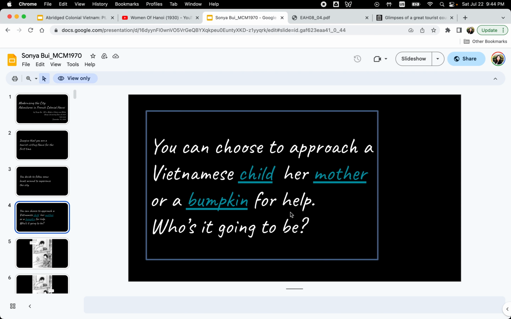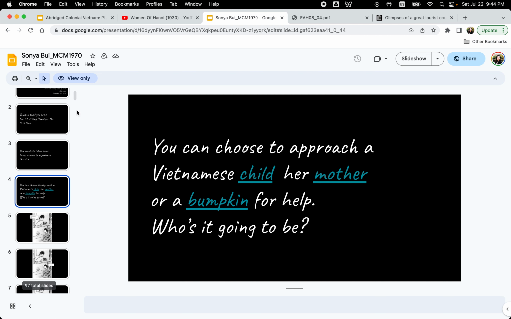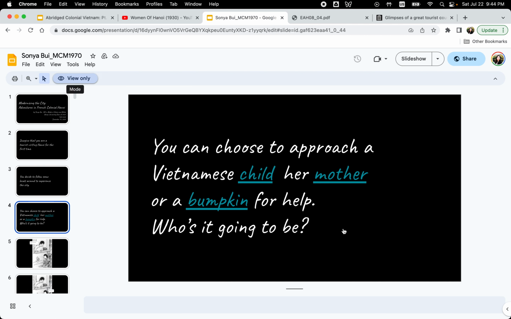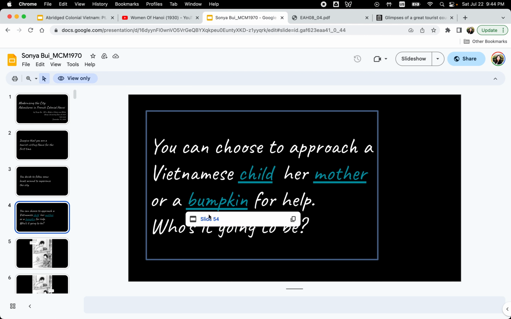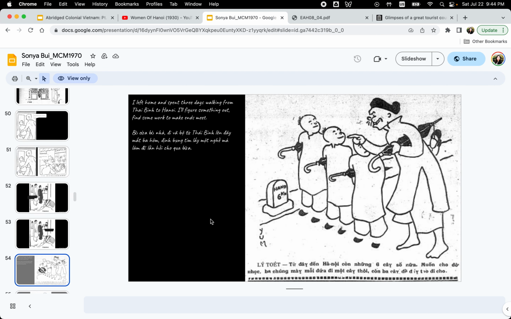So from here, what's great about this source is it's actually just made in Google Slides. So pretend you selected bumpkin, there are links there, and then it'll write through and create a little narrative. So I left home and spent 3 days walking from Hai Binh to Hanoi. I'll figure something out, find some work to make ends meet. So this is her creative writing here.